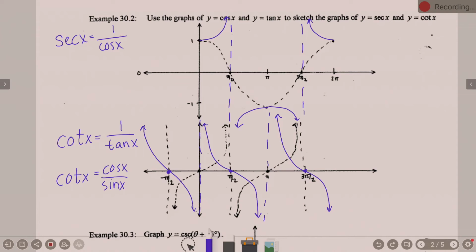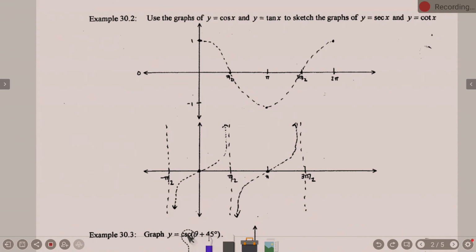So you can notice the same thing that we talked about earlier. Zeros and vertical asymptotes, they trade places, right? Points where y equals 1 or y equals -1 stay the same. Where my tangent and cotangent graphs are crossing is where y equals 1. And a small positive value here is now a large positive value. A large positive value here is now a small positive value. So they kind of flip-flop places there. Same is true in the negatives. Okay, that's review, right?